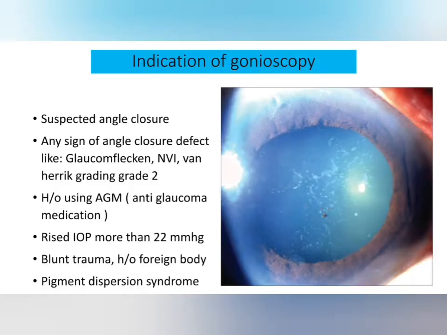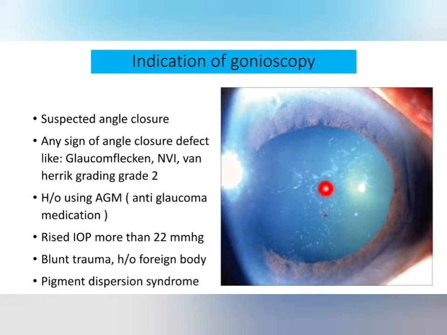What are the indications of gonioscopy? First of all, if you have a patient with suspected angle closure, then you should perform gonioscopy to clear your doubt. Otherwise, any sign of angle closure defect, like glaukomflecken. So what is actually glaukomflecken? Glaukomflecken is a lens anterior subcapsular opacity, prior to lens epithelium necrosis, that results from an attack of acute angle closure glaucoma.